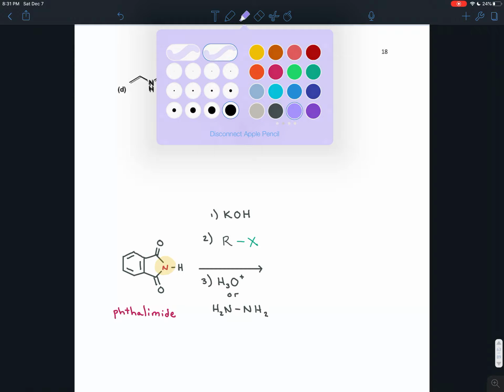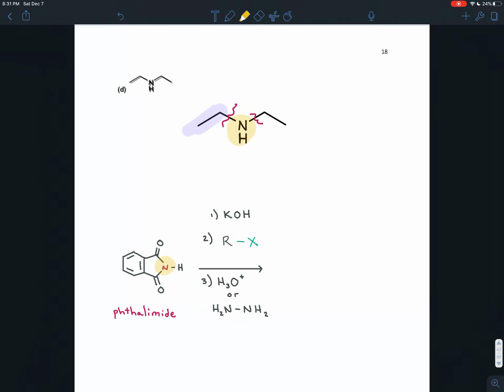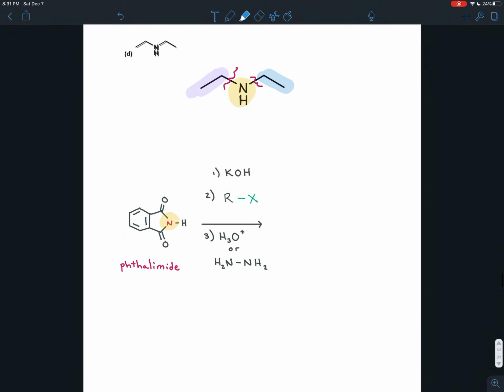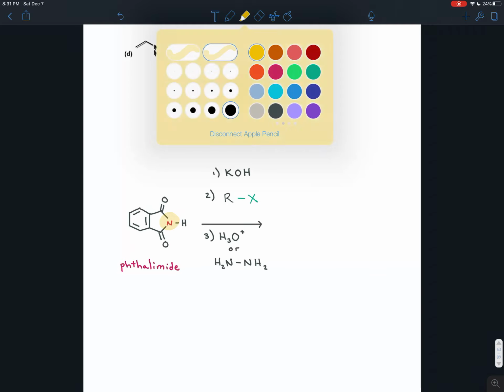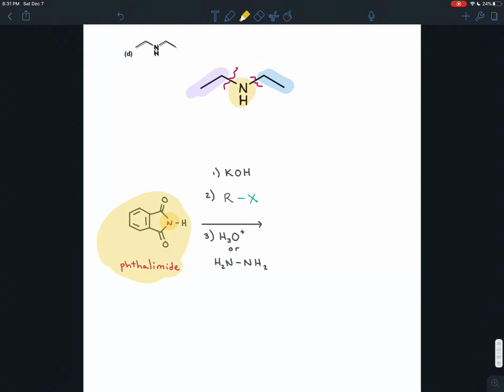Let's think about the different pieces here. We have a carbon chain on the left, we have the nitrogen, and we have a carbon chain on the right. Those are our 3 separate pieces. The nitrogen is going to come from phthalimide, so we can erase that. After that, we have 2 pieces, so I'm going to copy this.